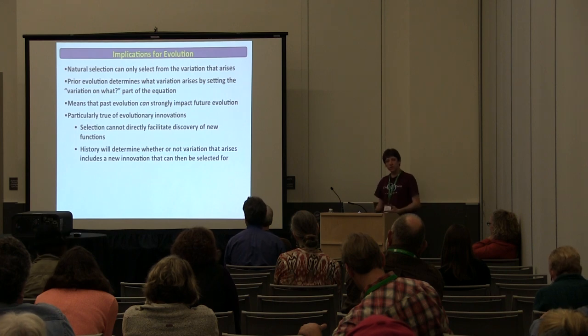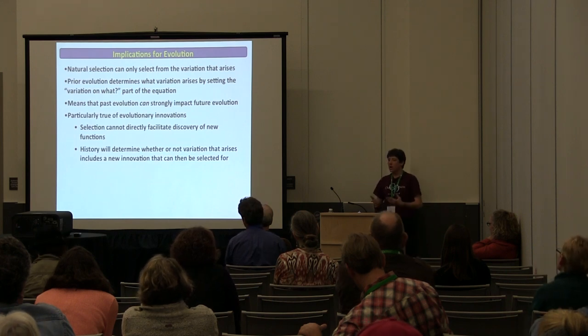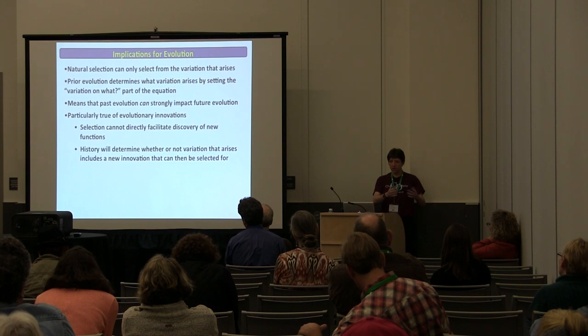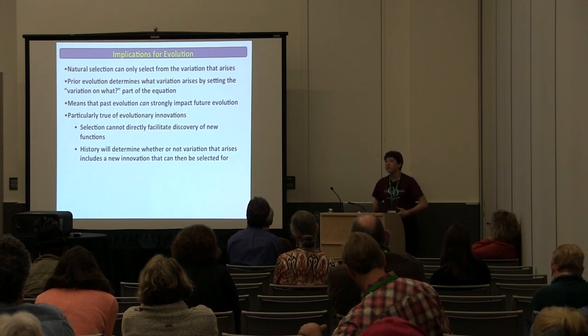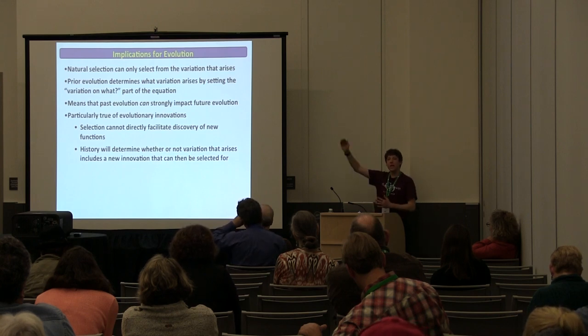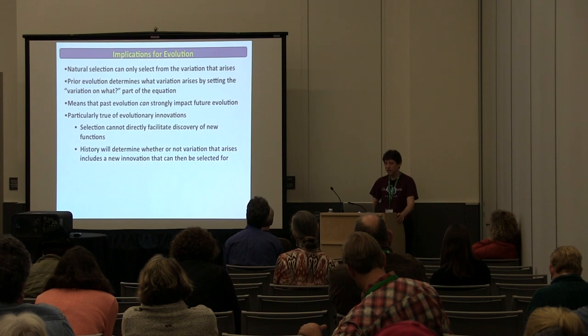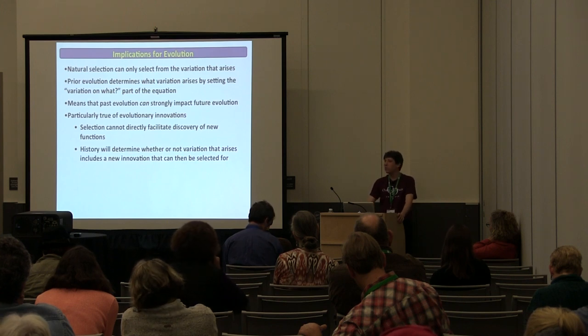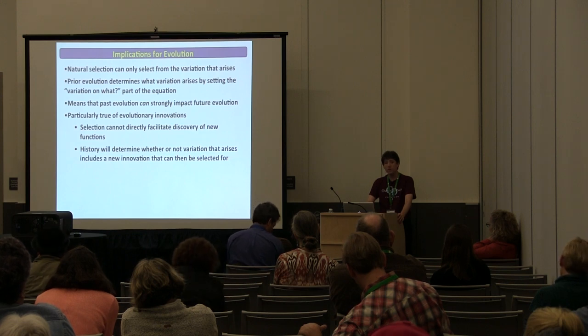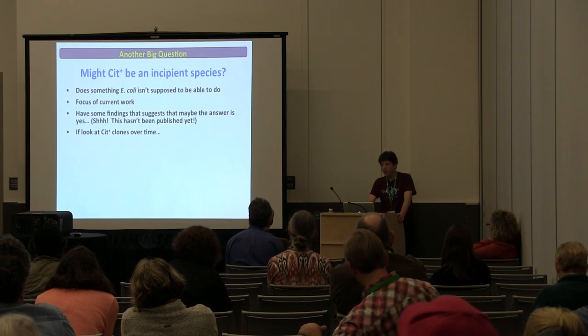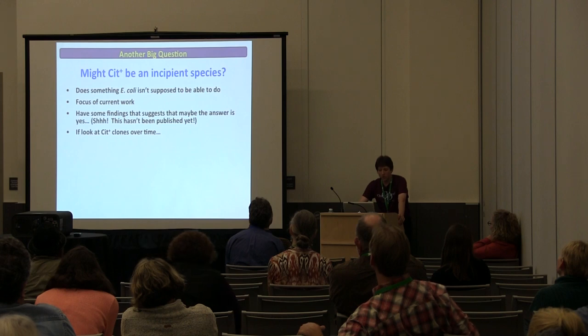This is going to be particularly true of evolutionary innovations because selection, as I talked about earlier, cannot directly facilitate the discovery of new functions because they don't exist yet. Natural selection is blind to what can be and only sees what is. History, then, will determine whether or not the variation that arises does in fact include an innovation that can be selected for. So here we come upon another big question.